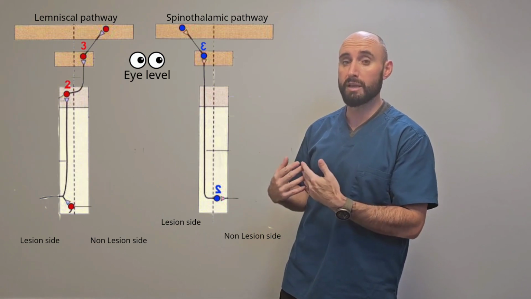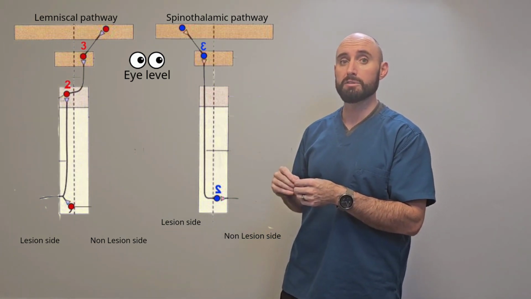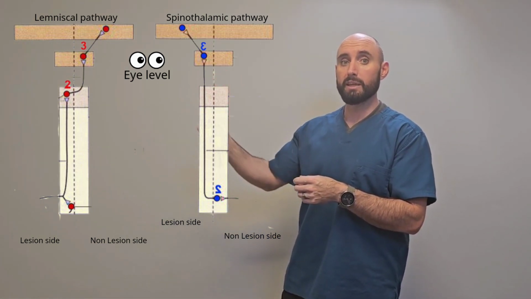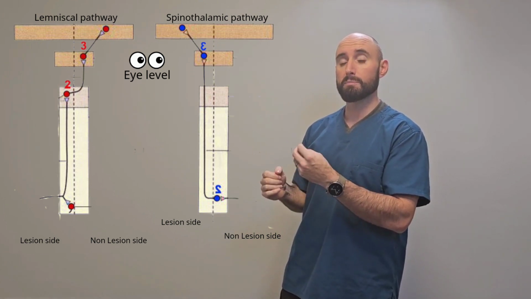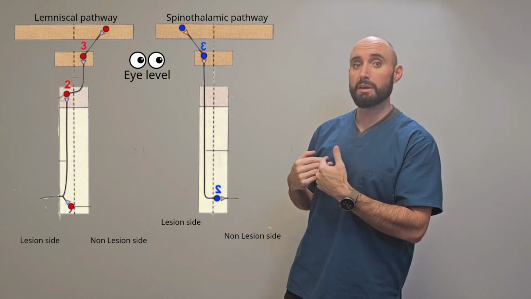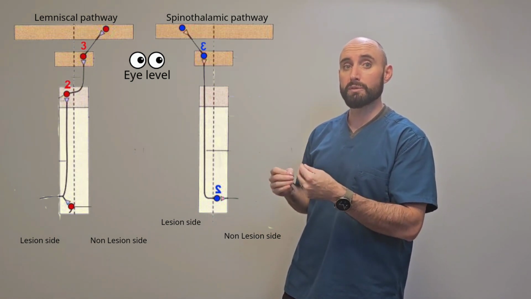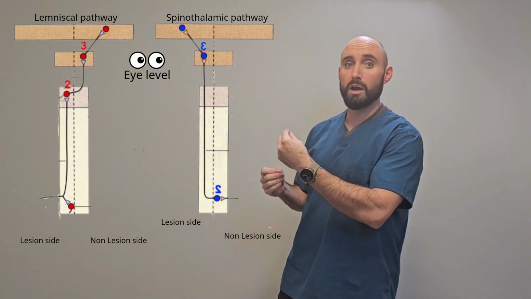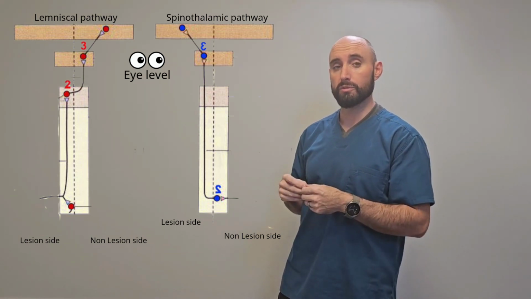So for example, if we're assessing C5 on the lateral deltoid, we would assess light touch and heat on that same side of potential dysfunction. We would then test the opposite C5 on the lateral deltoid for pinprick, and we should have a corresponding diminished response on both sides for those issues.